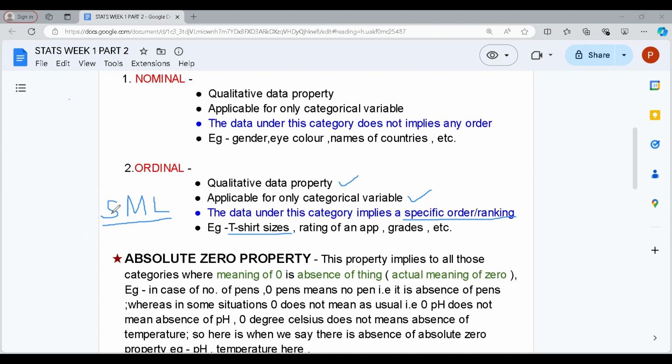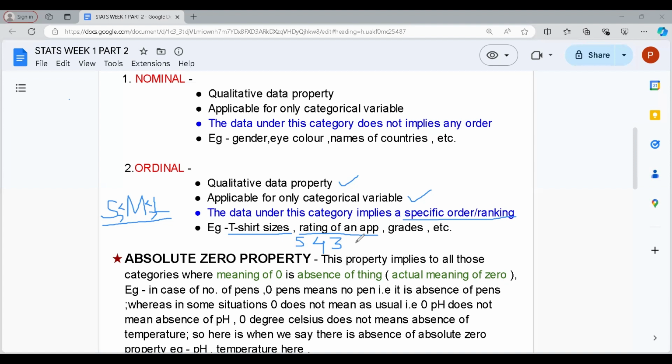So here you can rank them in a certain way. That is, small is lesser than medium, medium is lesser than large. Or you can have it either way, but you can define an order. Similarly, in the rating of an app, you can have a 5 rating, a 4 rating, 3, and similarly.